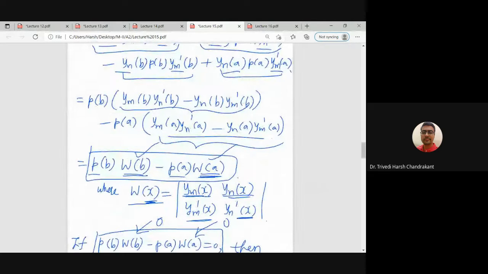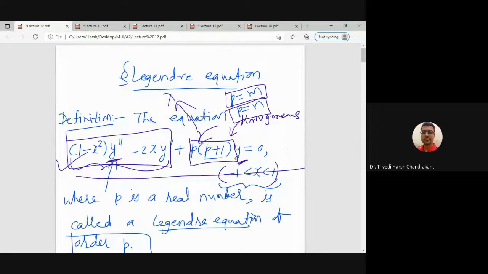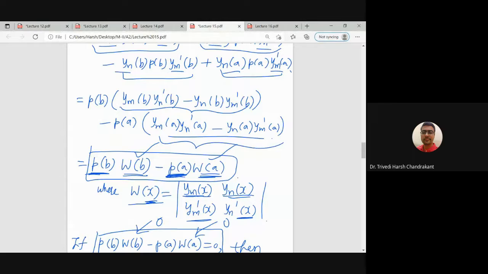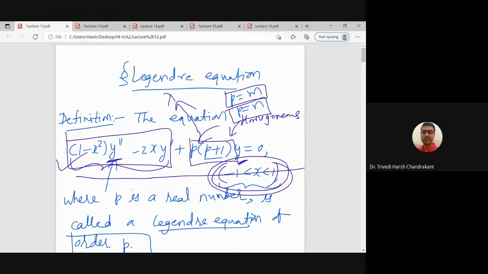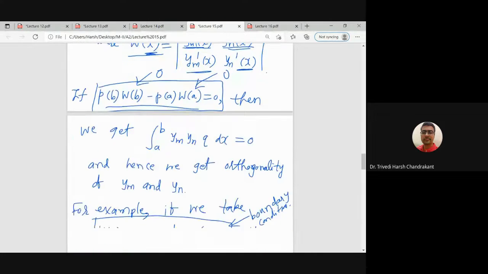if we take px is 1 minus x square, and we take the interval of Legendre equation, which is -1 to 1, then for 1 minus x square function at 1 and -1, we get pb and pa is 0, right? So that means for that Legendre equation, we don't need any boundary condition because the p itself becomes 0, right? So therefore we have not taken any condition here with the Legendre equation, but when we generalize it, we need such a condition.